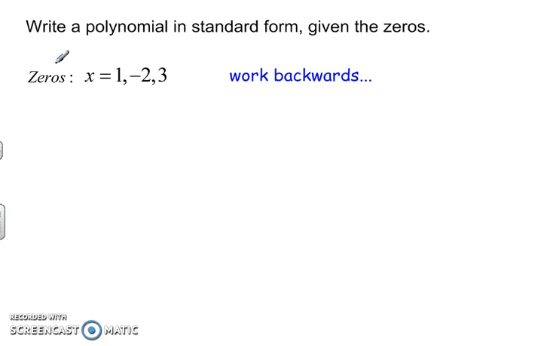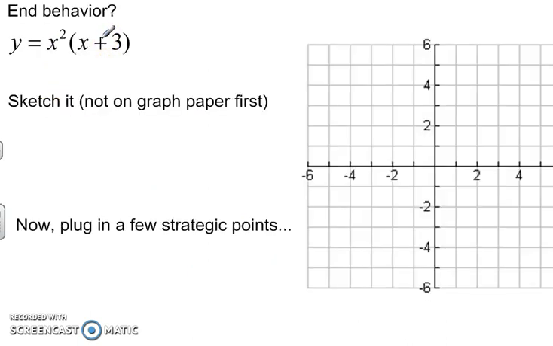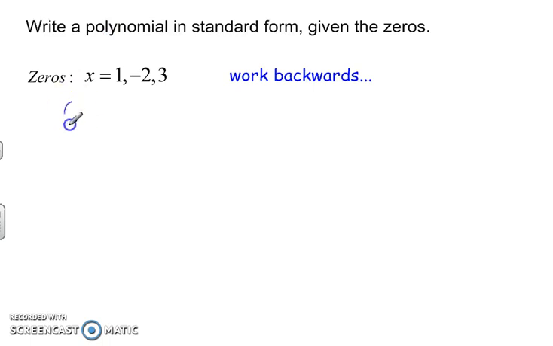I want to do one more kind of thing, which is working backwards again. So let's say we know the zeros. Well, if you know the solution at 3, the factor is x minus 3. The solution at -1, the factor is x plus 1. So here we need to work backwards. Can we write the factors for this function?